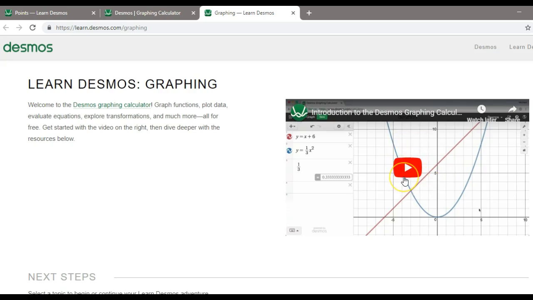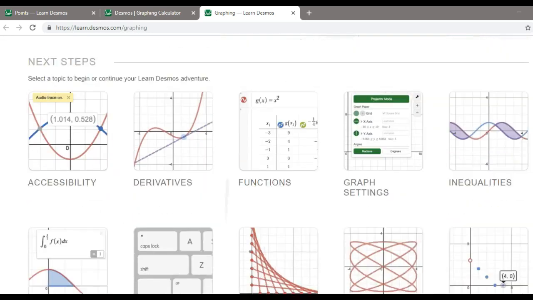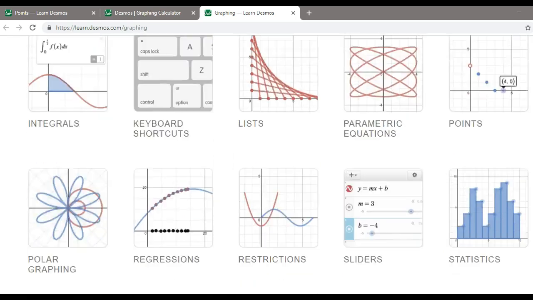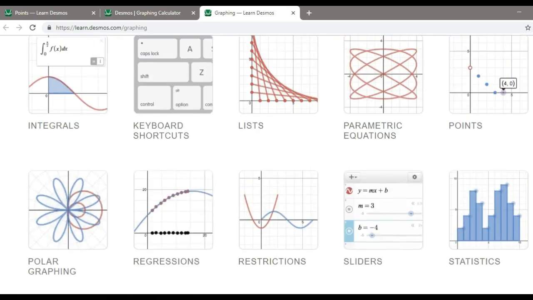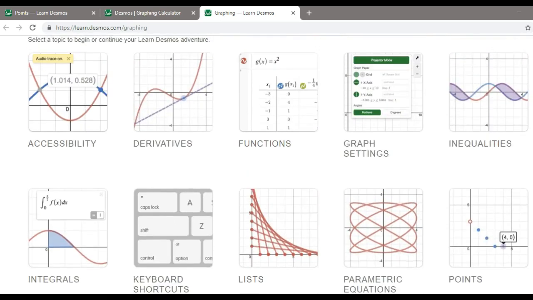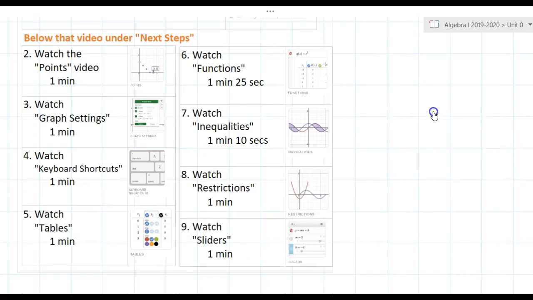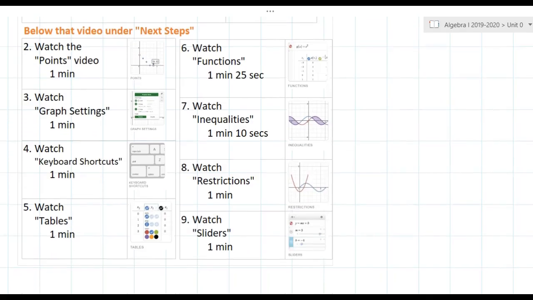The first video we're going to watch is the intro video to the Desmos graphing calculator. This video is about 2 minutes long. Once you finish that video, you can scroll down and see that there are other videos that you can watch. We are not going to watch all of these videos. We are going to watch these 8 videos listed. The first one we're going to watch is the points video.